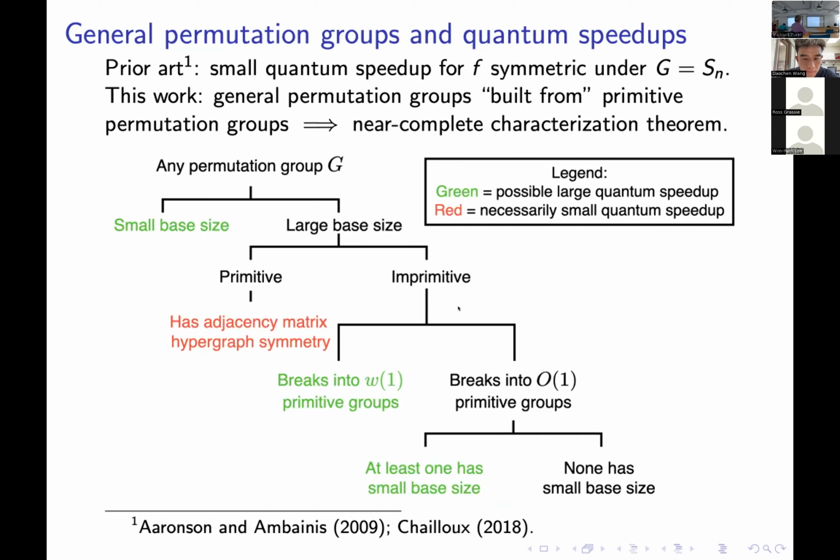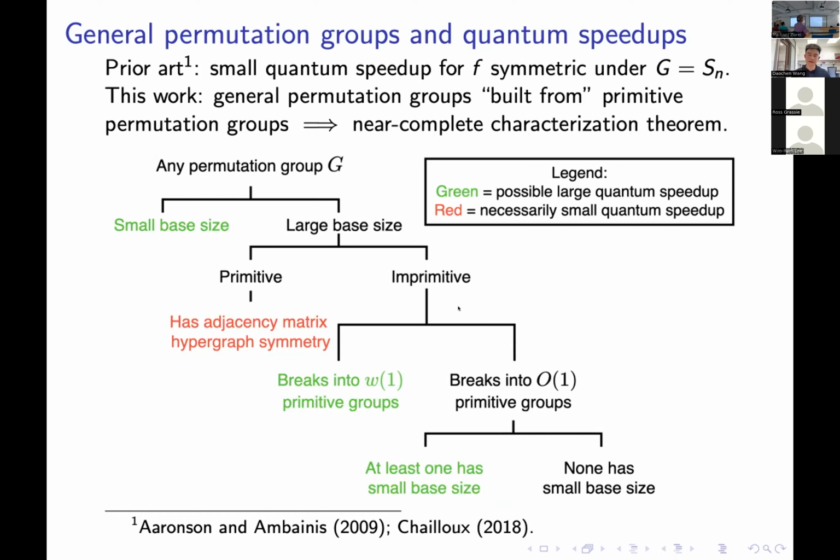So why, in that case, can you not apply the previous argument? Seems to me that once you have broken the imprimitive action into primitive pieces, now why can't you apply to each piece the argument that you applied before when you said has an adjacency matrix hypergraph symmetry? You're dealing now with large primitive blocks. Why does the same argument not apply?